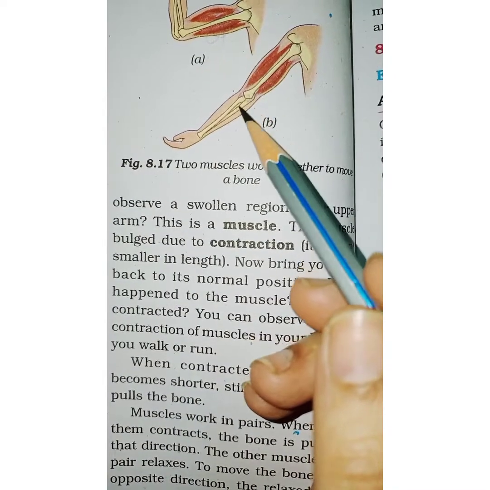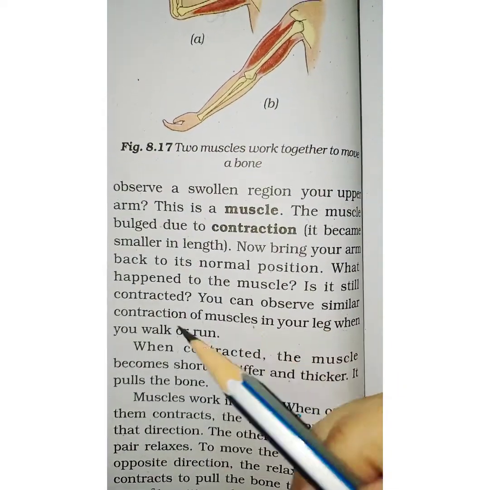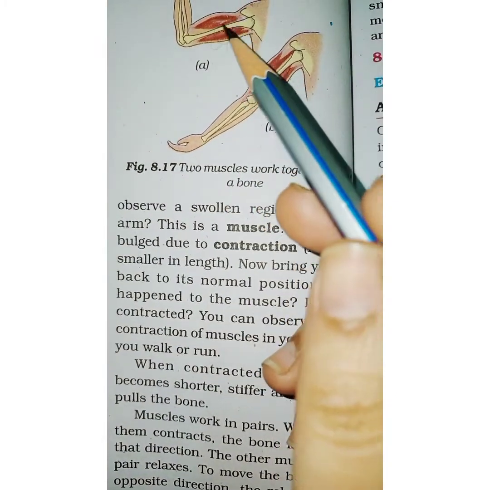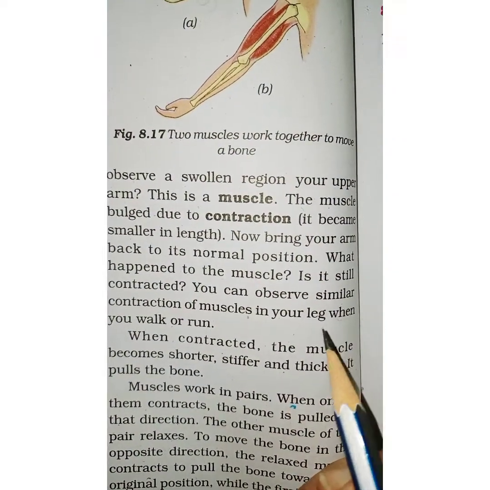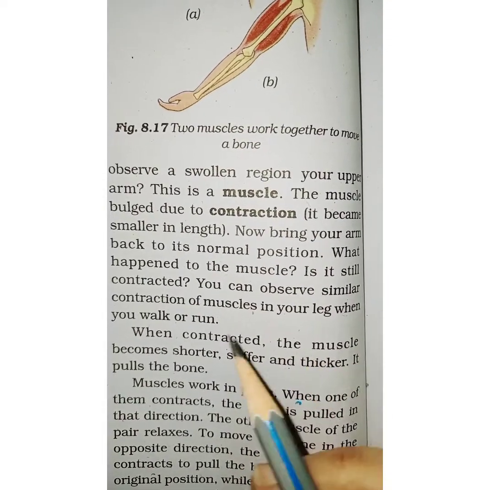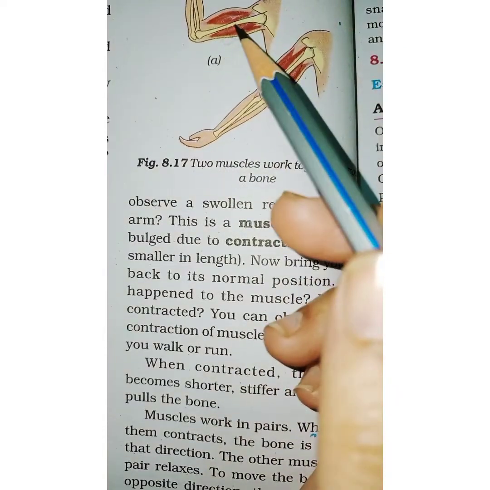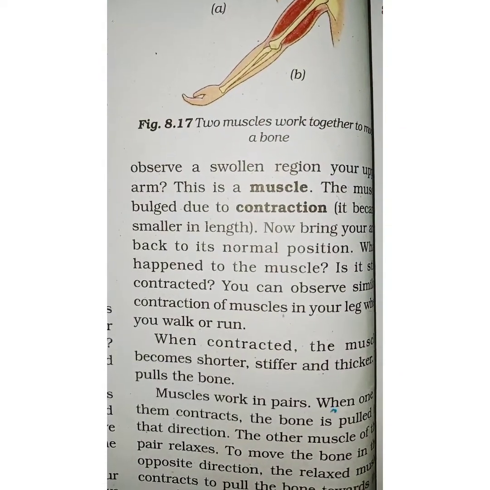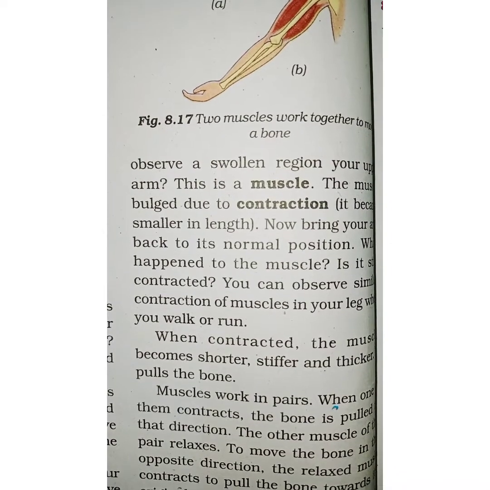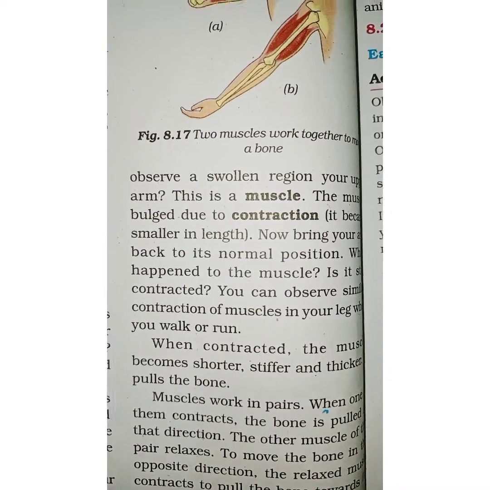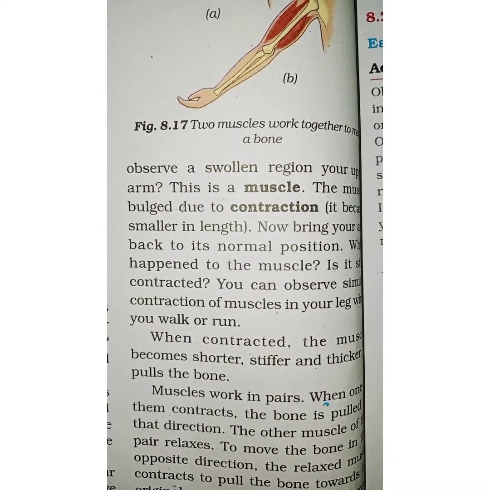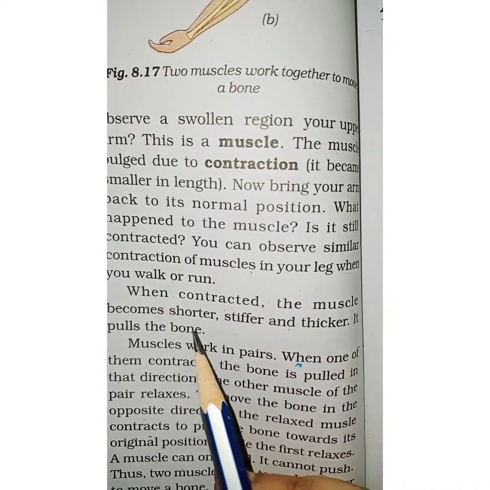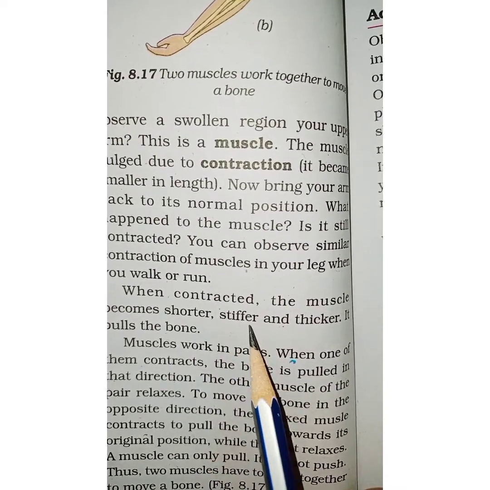When you keep your arm in the normal position, what happens to the muscle? It is still contracted, it is looking still bulged. You can observe similar contraction of muscles in your leg when you walk or run. When do you find this kind of contraction and expansion? When you run or walk. You can even feel this kind of swollen region in your leg also. So when contracted, the muscle becomes shorter, stiffer and thick.